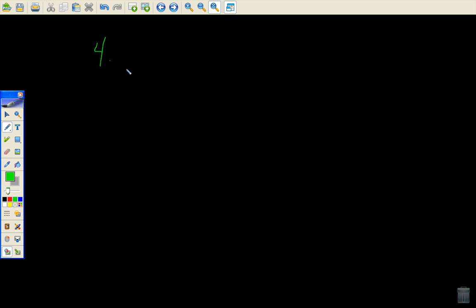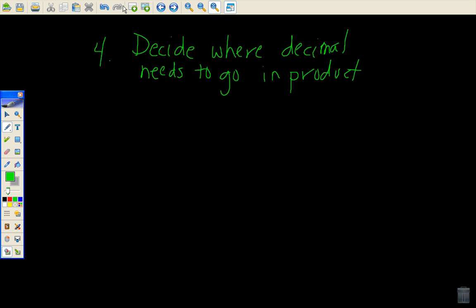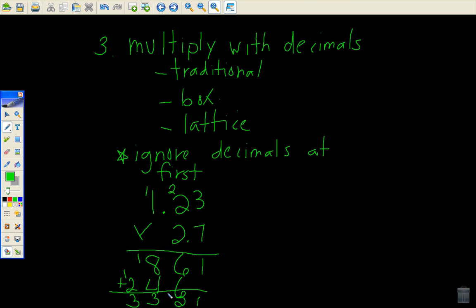So your fourth step now is going to be to decide where the decimal needs to go in your product. We're going to look back at the problem that was just done. Right now, when she was multiplying, she didn't even think about these decimals. She just multiplied like normal as if those decimals weren't even there. So she has this product right here of 3, 3, 2, 1. What you have to do is you have to look in both factors and see how many numbers are behind the decimal. So in this 1 and 23/100, I see 2 numbers behind the decimal.